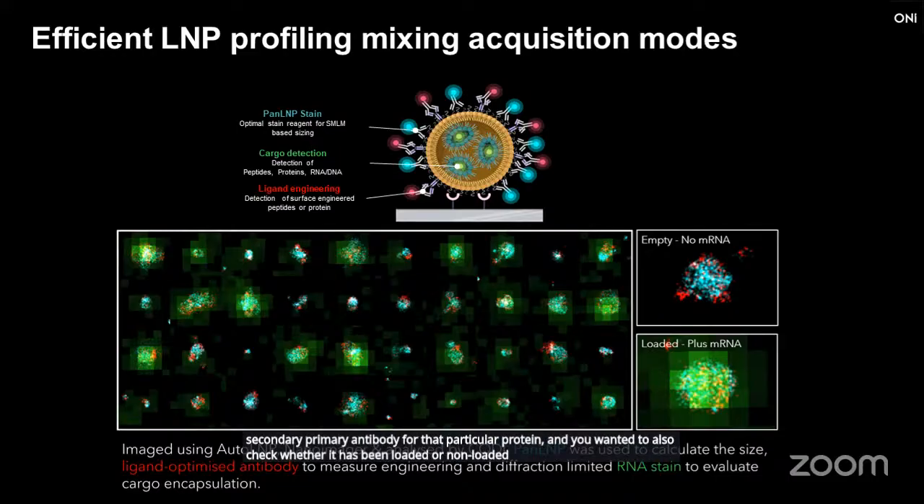So these types of characterizations are mainly done in most of the labs, and most of the pharma used for vaccine development use this as the major LNP characterization. Here we have shown a pan LNP marker, we have calculated the size, and we have also shown whether it has been loaded with RNA or not loaded with RNA encapsulation.